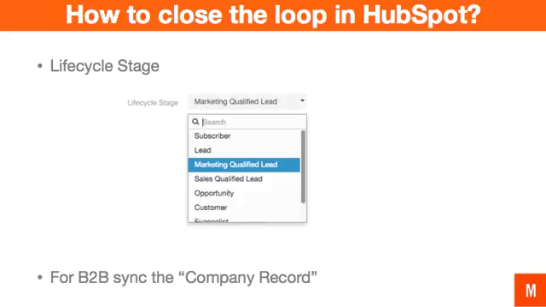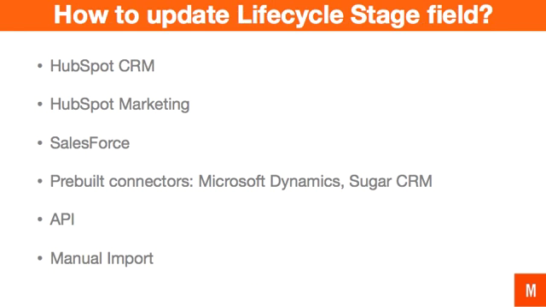If you are a B2B company, HubSpot and many of the other marketing automation platforms also have company records, and you must not forget to sync that company record, so that when one contact buys something from you, all the contacts related to that company are also updated.